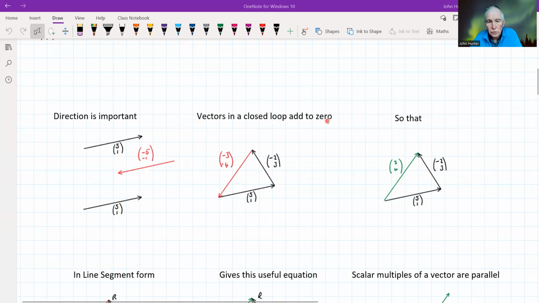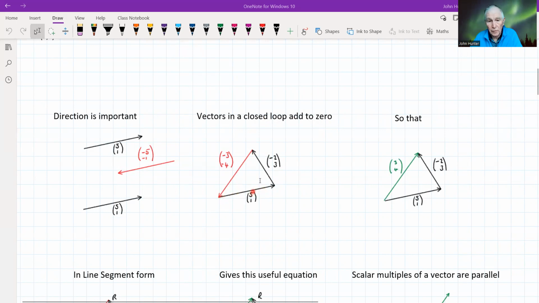Vectors in a closed loop add to 0. Yes, so this is starting to become quite important here. If, for instance, we see this situation here, we go 5 along, 1 up, then we go -2 along, which means we're going backwards, obviously, to the left, and 3 up, and we get up to this point. And then if we go 3 backwards and 3 downwards, we get back to this point, which is our original point. Well, that kind of makes sense, really, doesn't it?